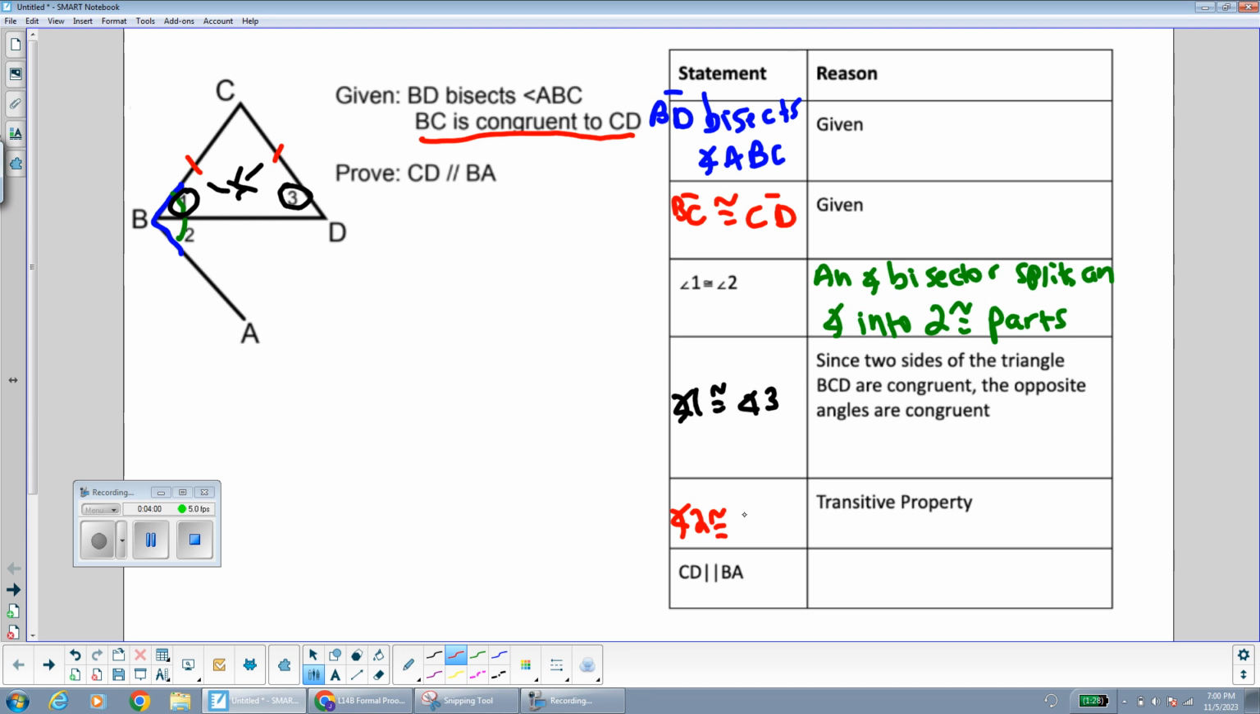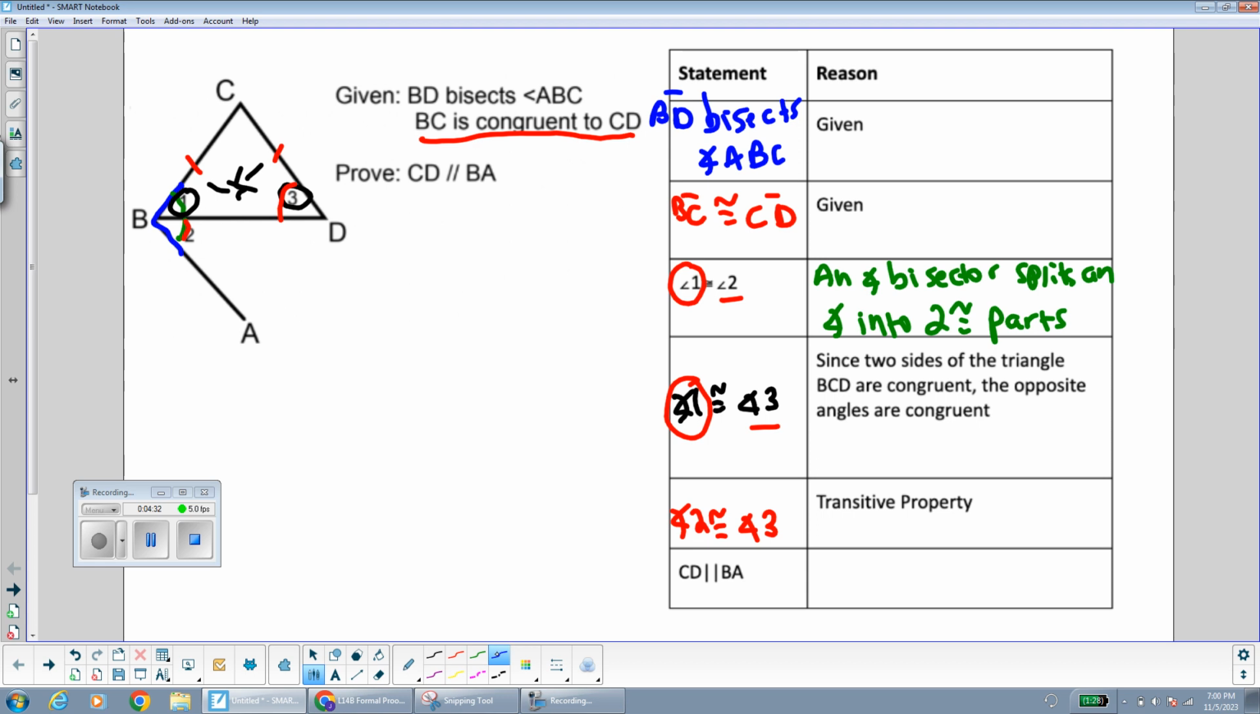When two things are congruent to the same third thing, that means they're congruent to each other. So for example, in this past example, since angle 3 and angle 2 were both congruent to the same angle 1, that means they had to be congruent to each other. So I'm going to mark that in my diagram. Angle 2 is congruent to angle 3. And that's going to help me reach my goal.